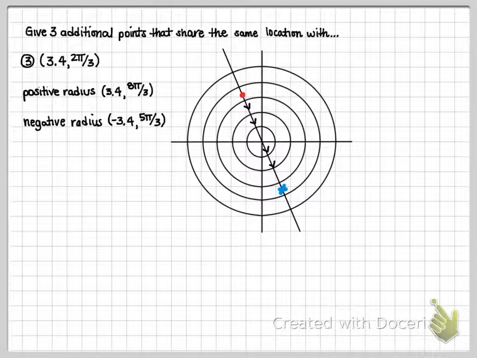And I think I'm going to go ahead and do another negative radius, just because I've got the blue plotted already. So I've got negative 3.4 still. And instead of doing 5 pi over 3, I can actually do a negative angle. So starting from my positive x-axis and working back, or doing coterminal, this is going to give me a negative pi over 3. So all 4 of these, the original point, the positive radius, and the 2 negative radii problems have the exact same location.